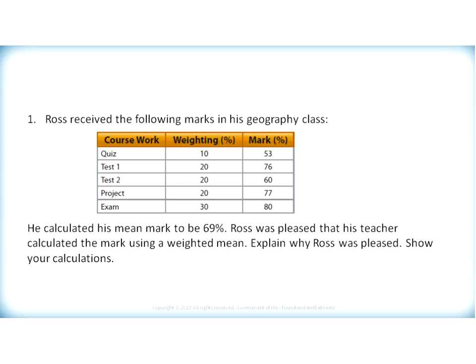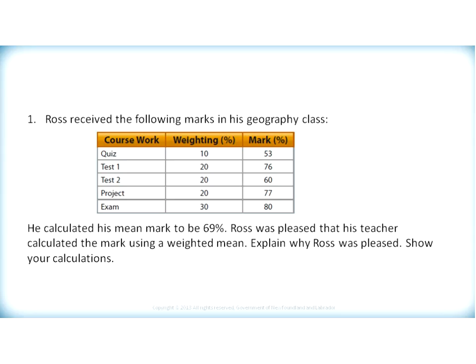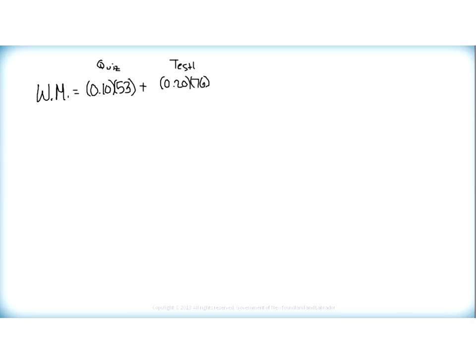Test 1 had a weighting of 20%, and he had a mark of 76. So we turn 20% into a decimal, 0.20, and his mark was a 76. So that's from test 1. Test 2 is also 20%, and he got a mark of a 60. So we turn 20% into a decimal as again 0.2, and the mark on the second test was 60.